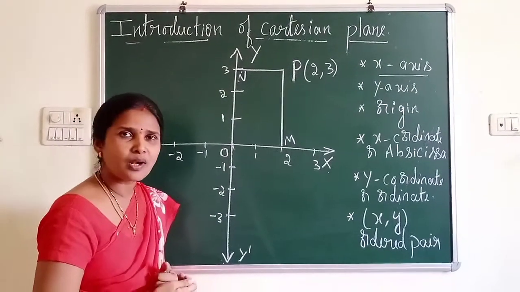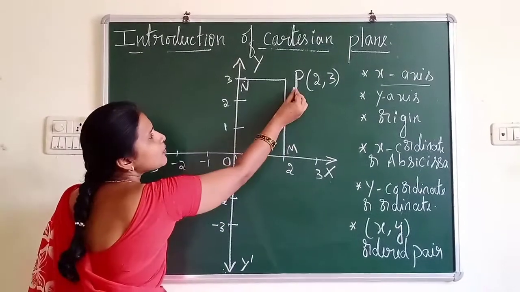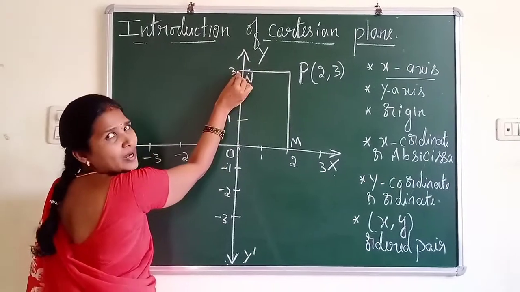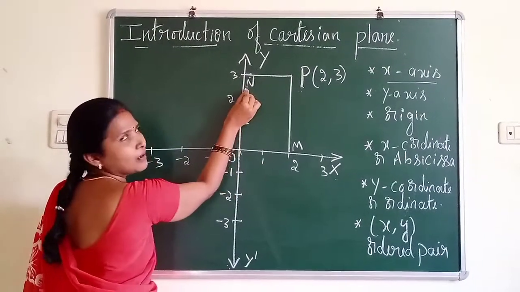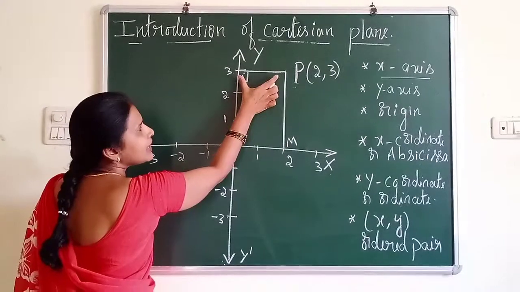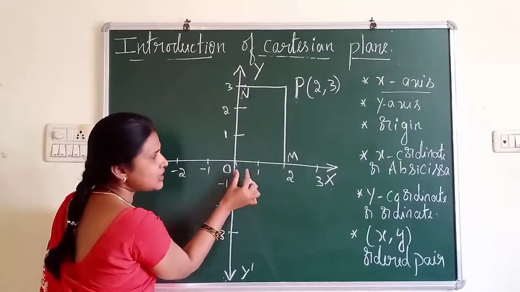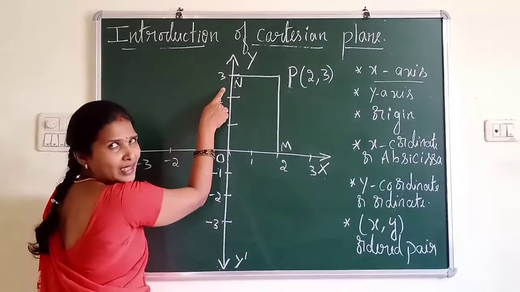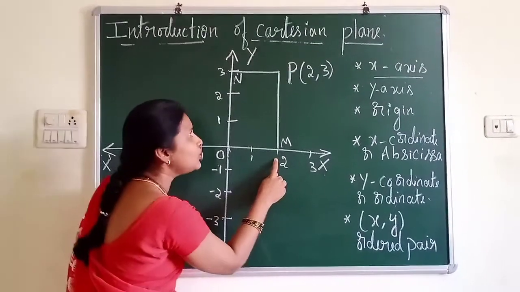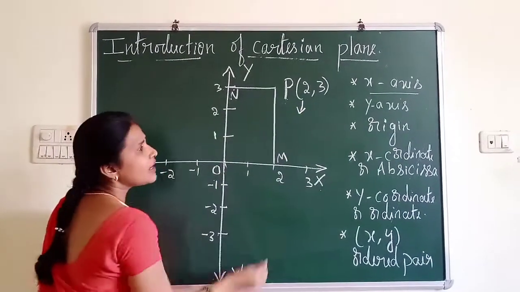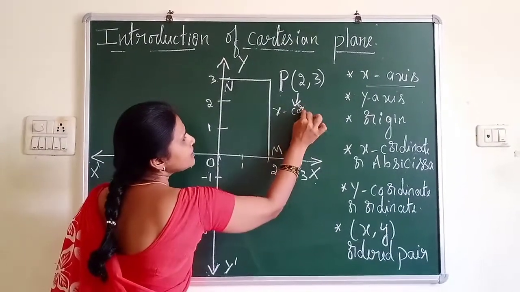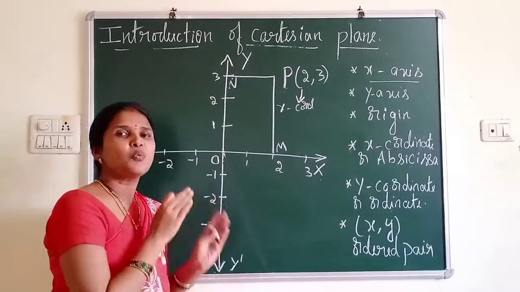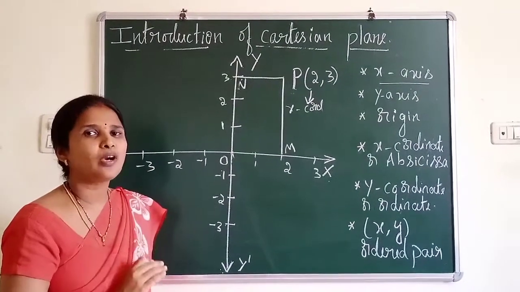X coordinate is also called the abscissa. If I ask you what is the distance of a point P from the y-axis, you can see here PN or NP. How many units? NP is parallel to OM, that is 2 units. So the distance of a point P from the y-axis is 2 units. This we call the x coordinate. The distance of a point P from the y-axis is called the x coordinate.